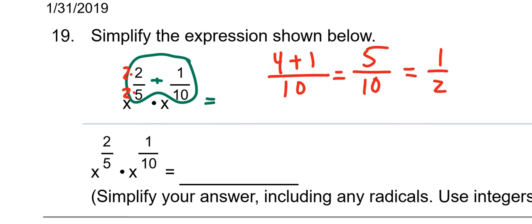Write down the 2 acceptable answers to this question. Write down 2 answers that I will accept for this question. I'll take either one. For practice, I want you to write both down. That is correct.